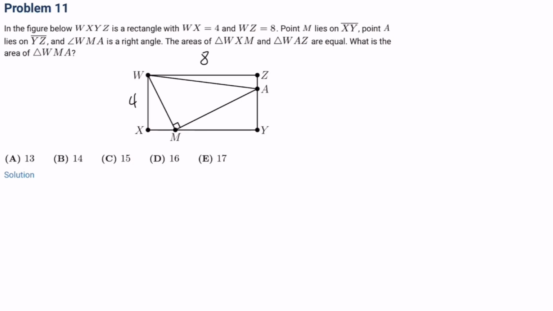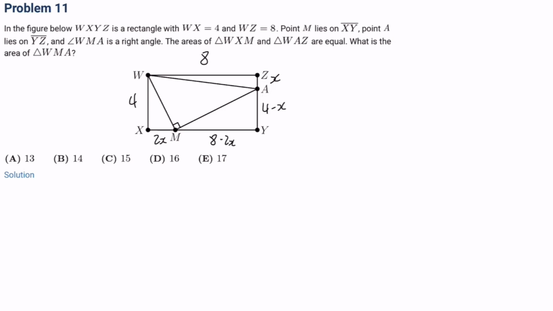Okay, so first thing to notice here, the areas of WXM and WAZ are equal, so this area and this area are equal. So if we say that the length of AZ is x, then the length XM will have to be 2x, because both of their areas will be 4x. Okay, so AZ is x, XM is 2x. But then that will give MY as 8 minus 2x, and AY as 4 minus x.